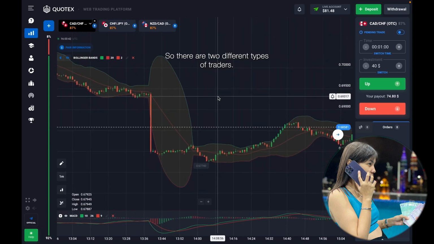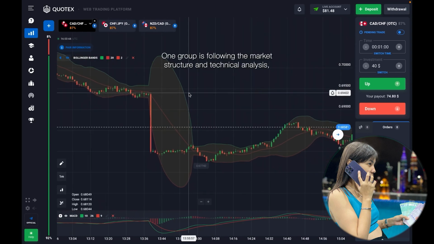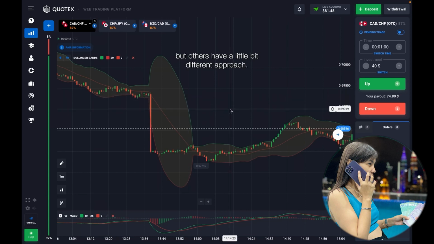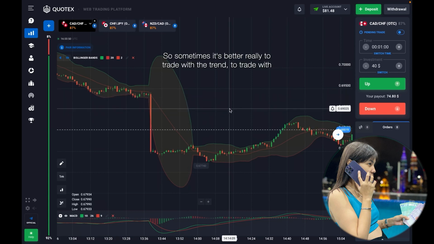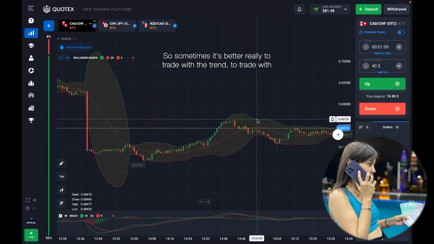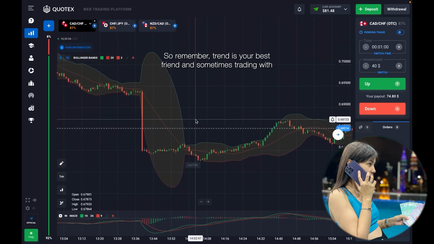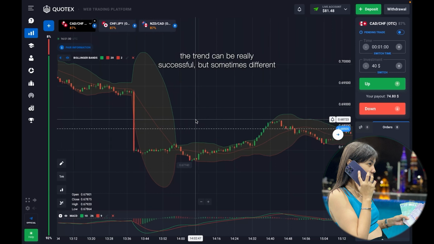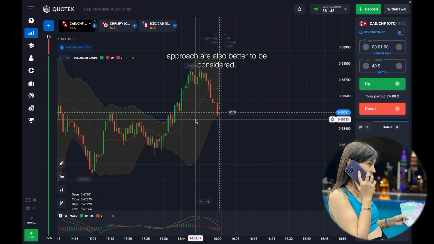So there are two different types of traders. One group is following the market structure technical analysis, but others have a little bit different approach. Sometimes it's better really to trade with the trend, to trade with the market structure. And remember, trend is your best friend. And sometimes trading with the trend can be really successful. But sometimes different approaches are also better to be considered. Let's work out one more situation.